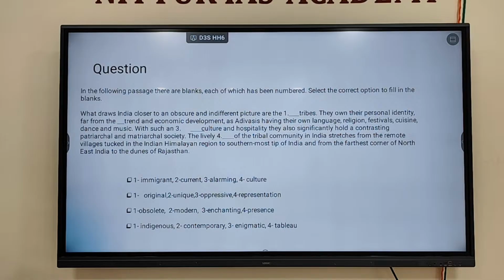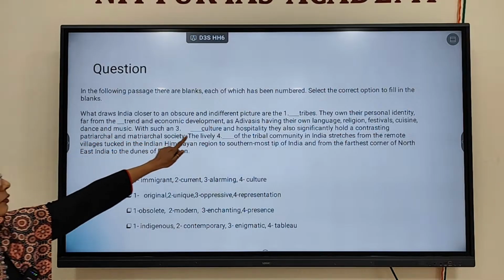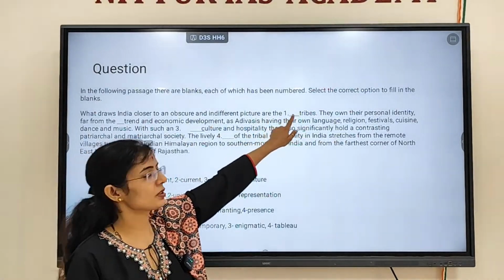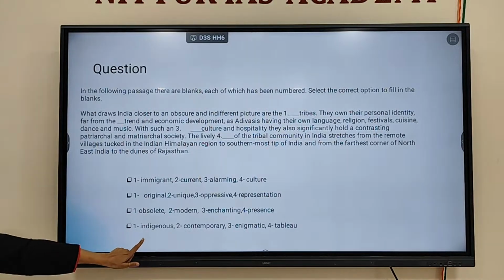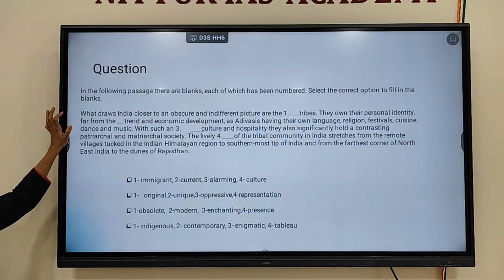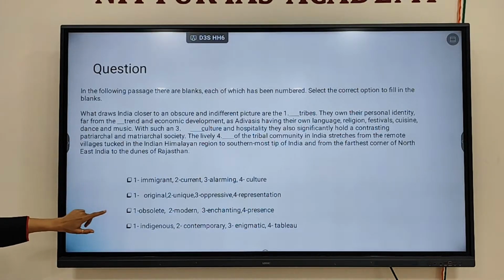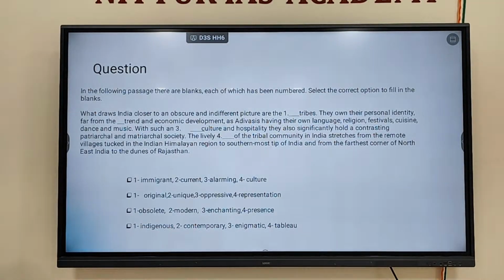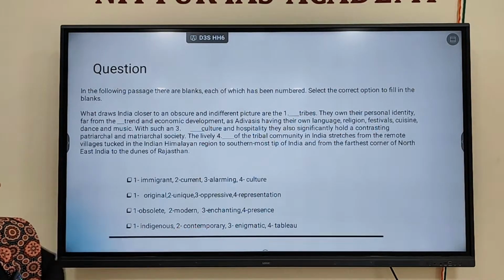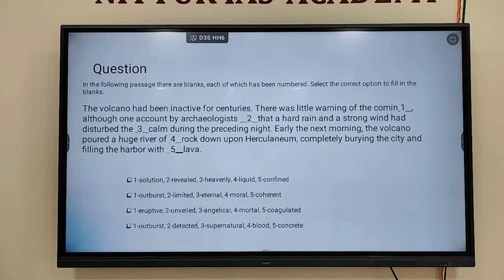Next one, again we have fill in the blanks, where we should put some definitions or words, and that also has all 4 options that we should fill. So let's go with it. We've already done this, right? Indigenous type, tribe, contemporary times, enzymatic culture, and tableau. This was from yesterday's examples.